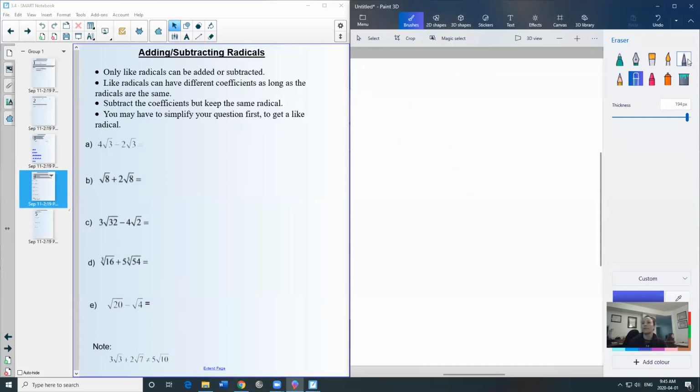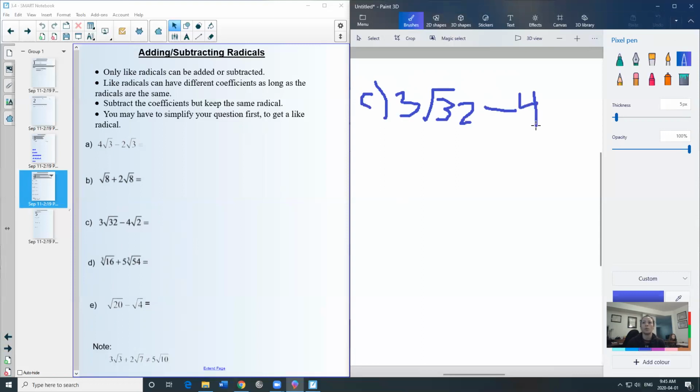What do we do if the radical part is different? Let's take a look at this one. Actually, let's do this one first and then we'll go over there in a second. Okay, so let's look at part C. 3 root 32 minus 4 root 2.